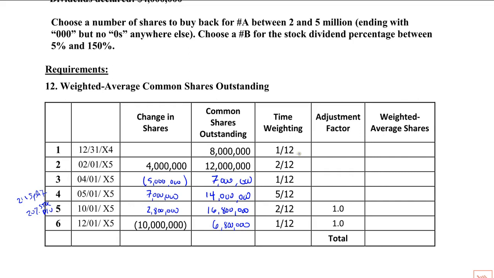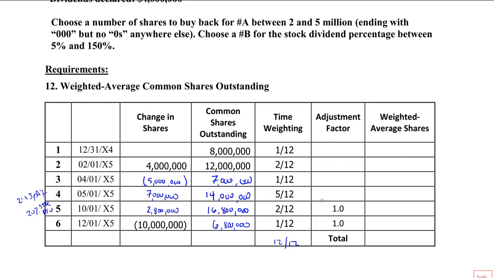So let's double check the time weightings. January is 1, January through March is 2 months... just January is 1, February and March is 2. April is 1, May, June, July, August, September is 5 months. October, November is 2, and just December is 1. Okay. And 1 plus 2 is 3, 4, 9, 11, and 12. So that totals up to 12 twelfths.